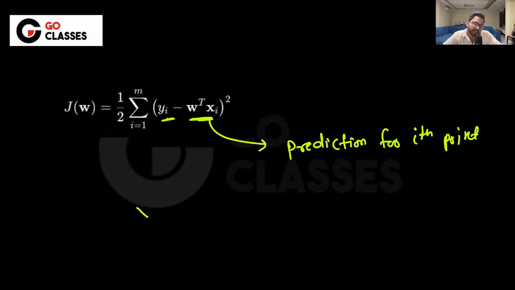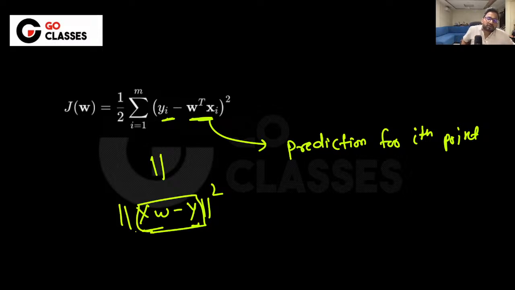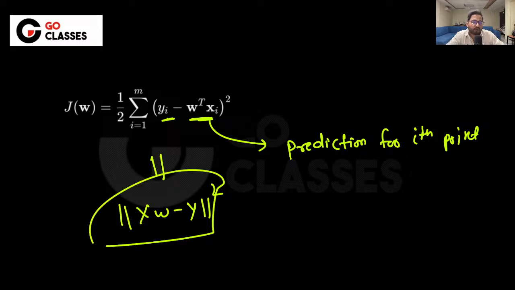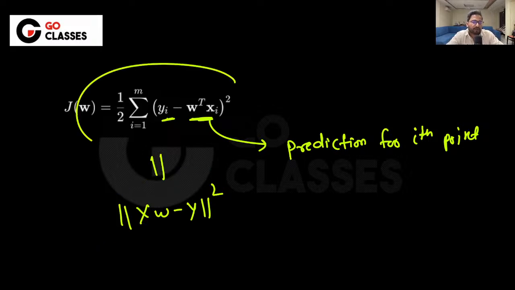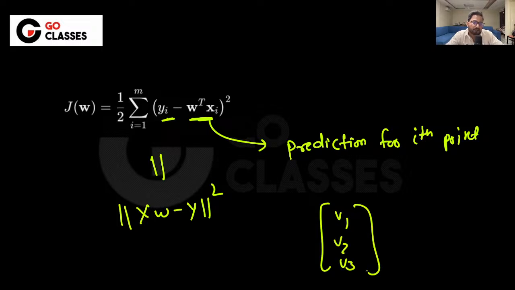If you want, you can write it in the vector format also like this. These two are actually the same. This is a vector, this is a vector, and then this whole thing is a vector, right? If you take the norm, the length of this vector, and then take the square of that, you will get the same thing. I told you that if the vector v is v1, v2, v3, then norm of v squared equals v1 squared plus v2 squared plus v3 squared. So these two are the same notations.